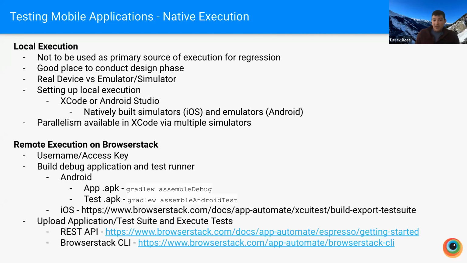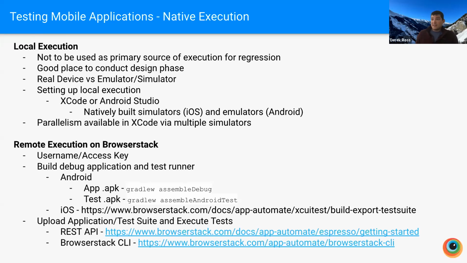How do we execute these XCUI and Espresso tests? Typically when you get started, you're going to start with local execution, and there are some limitations to that. I definitely do not recommend that local execution on your laptop be the primary source of execution for your regression tests. It is a good place to conduct your design phase. It gives you a quick feedback loop if you're executing against the emulator or a simulator. It's fairly simple to set up since you already have Xcode or Android Studio installed. There are natively built simulators in iOS, and there are natively built emulators in Android Studio that you can download.